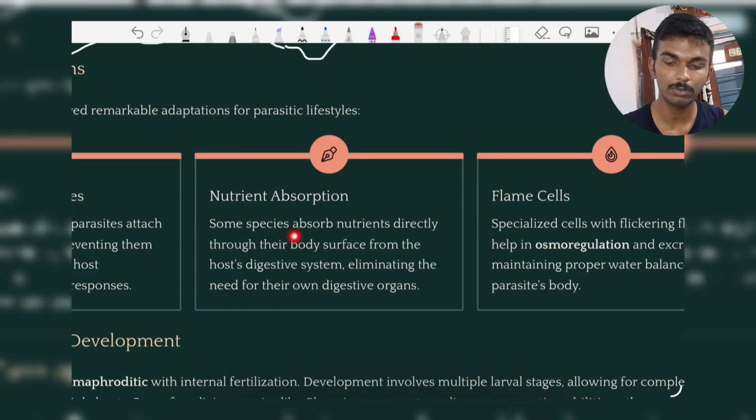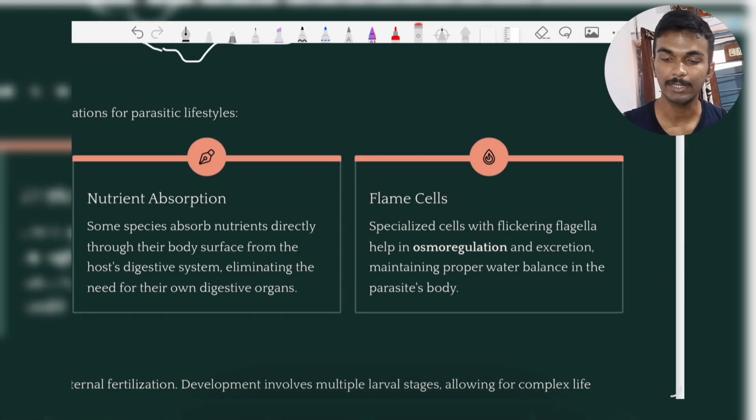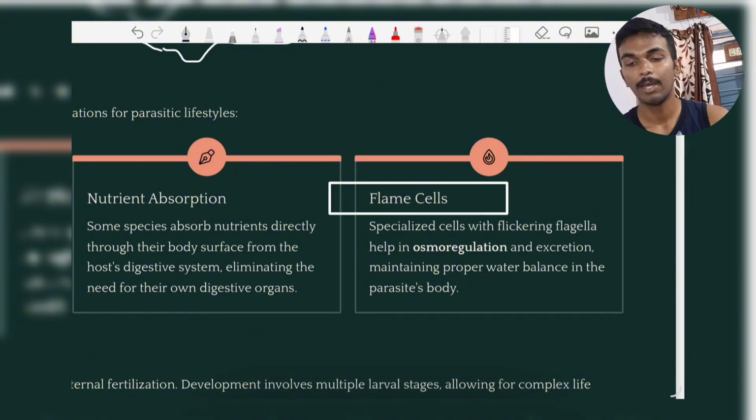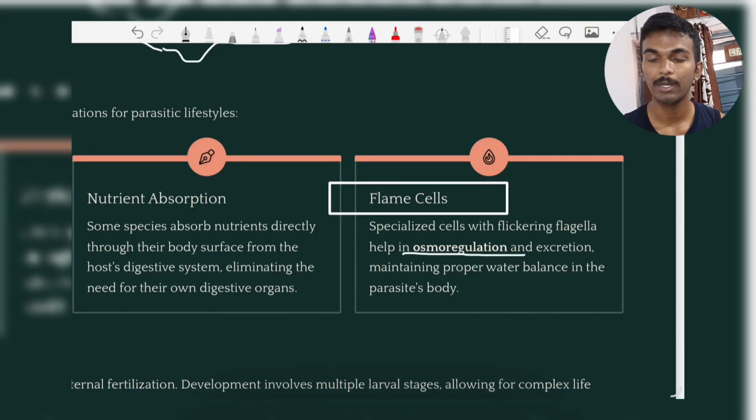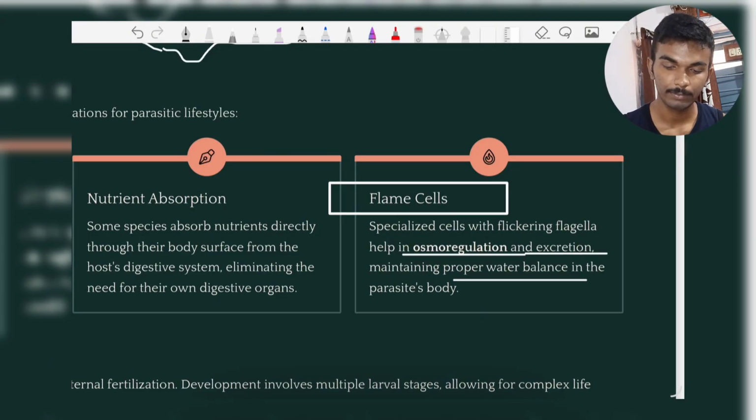Some species absorb nutrients directly through their body surface from the host digestive system, eliminating the need for their own digestive organs. And flame cells. Flame cells is very important. It is being asked in NEET since many years. Specialized cells with flickering flagella help in osmoregulation. This is very important for its function in excretion, maintaining proper water balance in the parasite's body.